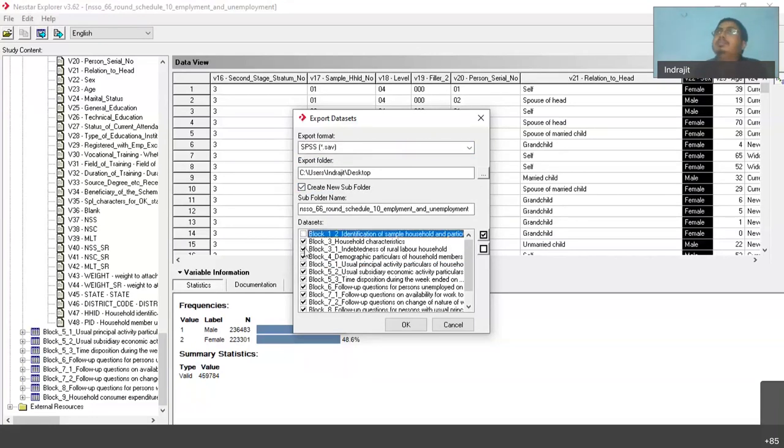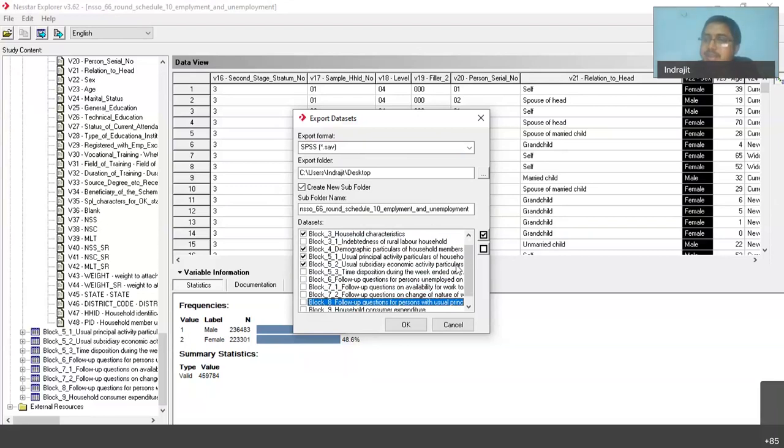I'm clicking just 4 blocks here of our interest: the household characteristics, and then demographic particulars of the household, and their work status at the principal activity and subsidiary economic activity status. So all the household level features, and then their demographic features, and then their usual principal work status. So I am going to click OK here. If I click OK, it will take some 5 minutes time. So I am not going to click OK.